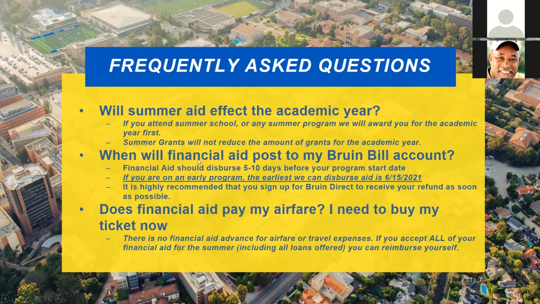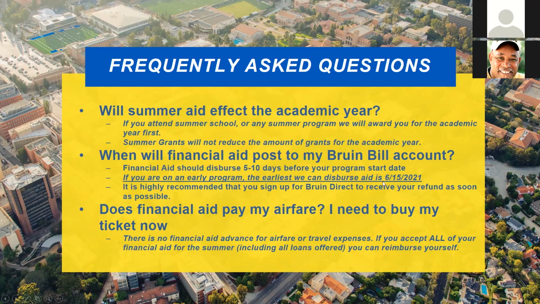Now, another question is, when will financial aid post to my Bruin Bill account? As I said earlier, the earliest we can release money to your Bruin Bill is 10 days prior to the beginning of the term. So earlier I gave you an example of a program beginning on June 30th, and you would get the money June 20th. Well, let's say that your program begins June 20th. This is the one area that's a little bit different. We can't release any money any earlier than June the 15th.